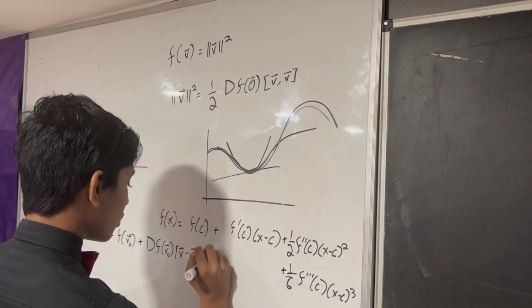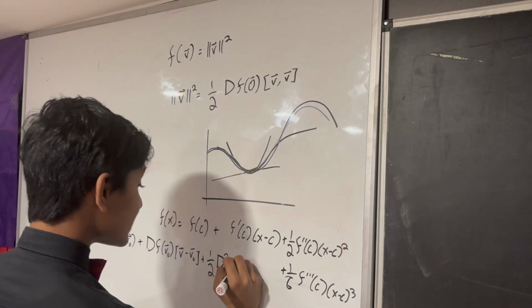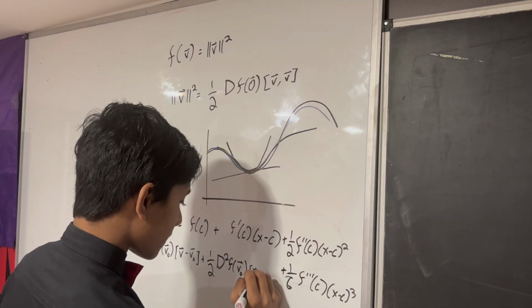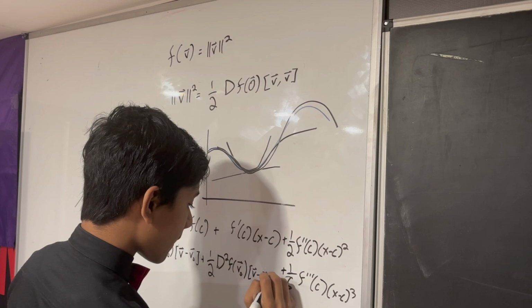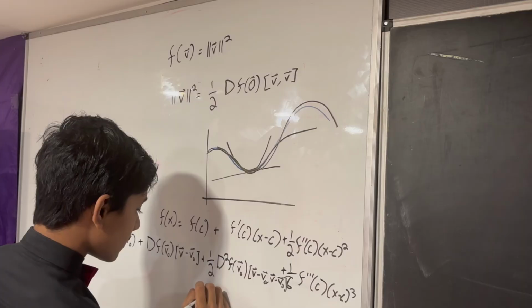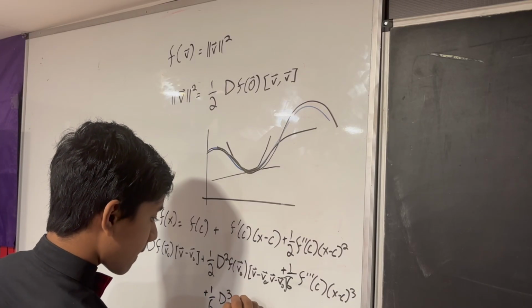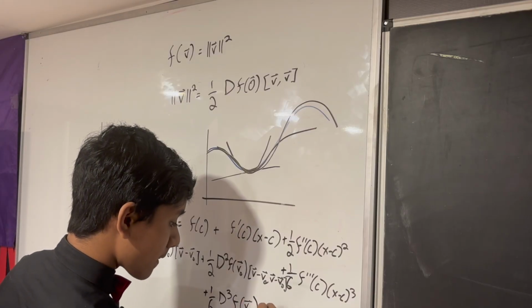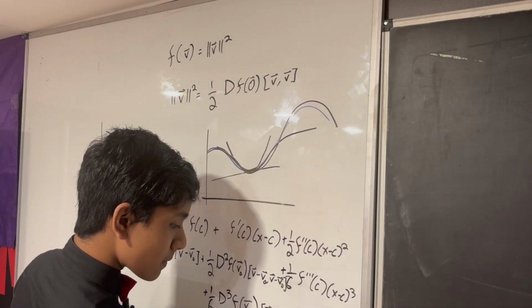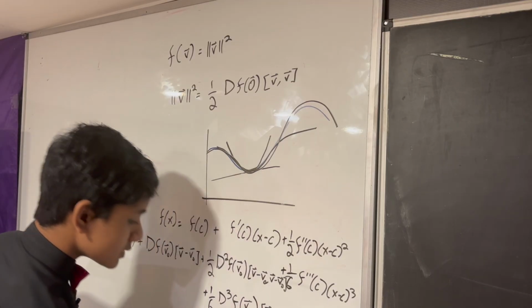Plus 1/2 the second derivative, which happens to be a matrix, then the third derivative, which is a rank 3 tensor, and so on and so forth.